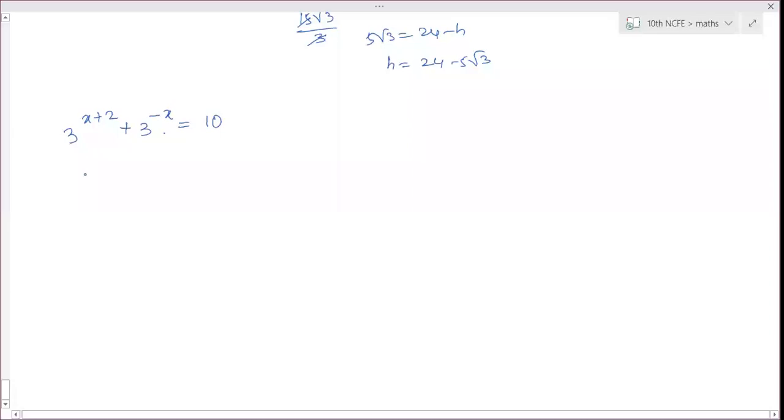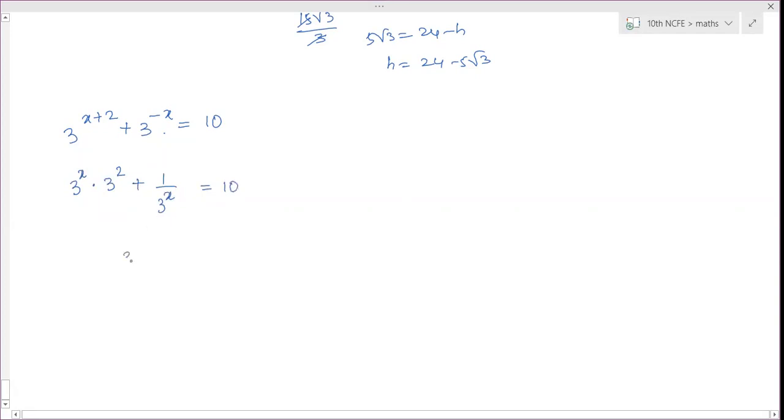In this one, what you have to do, I have solved your homework question and sent it to you all. So here x plus 2 is there. You have to bifurcate it. So 3 to the power x into 3 to the power 2. When the bases are the same, we add the exponents when there is a multiplication sign. So can we separate like this? Plus 3 to the power minus x. Can we write 1 by 3 to the power x? That is equal to 10.